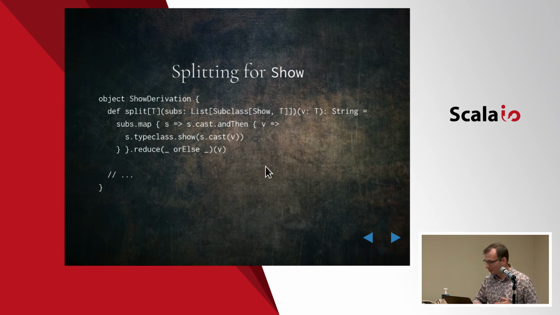And then what the compiler will do is, like it did with join, it will call showDerivation.split. It will construct a new value for subs, which you don't ever need to see, but it will give all of those subclasses. It will pass in all of those subclasses, and by only partially applying it, it has the appropriate SAM type that it is an instance of Show for our particular sealed trait that we're trying to derive.